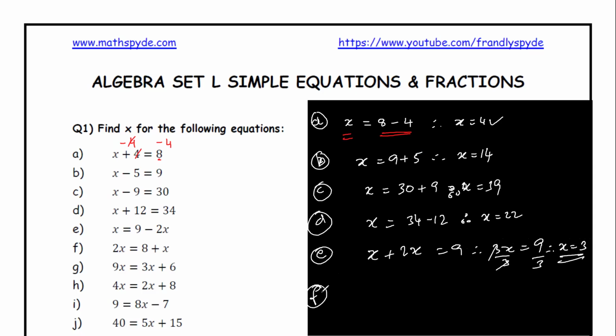F. Okay, 2x is equal to 8 plus x, so 2x minus x is equal to 8. Therefore, x is equal to 8. Now remember, for those who are new to this, x on its own means 1x. So we don't write 1x. It's understood it's 1x, okay? So 2x minus 1x is x. All right.